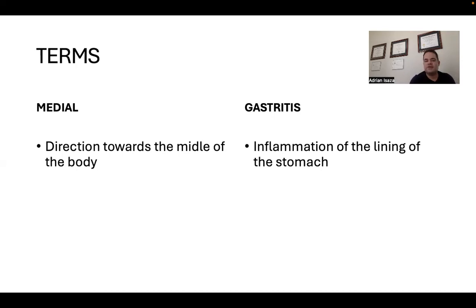AL means pertaining to. MEG, I means middle. Gastritis, right? Gastro means stomach. So GASTR is the root, meaning stomach. Itis is a suffix meaning inflammation. So gastritis would be inflammation of the lining of the stomach.